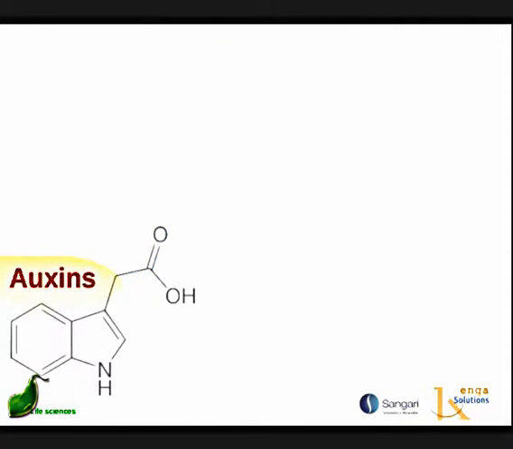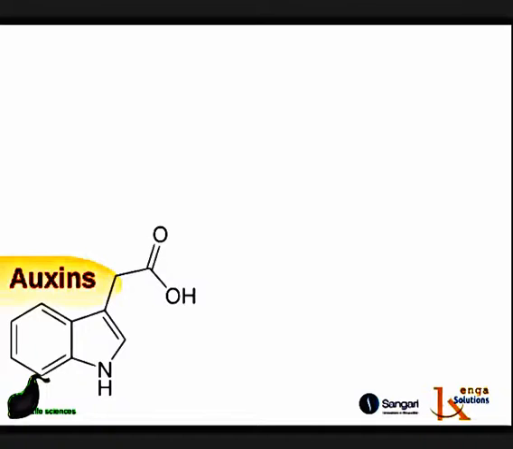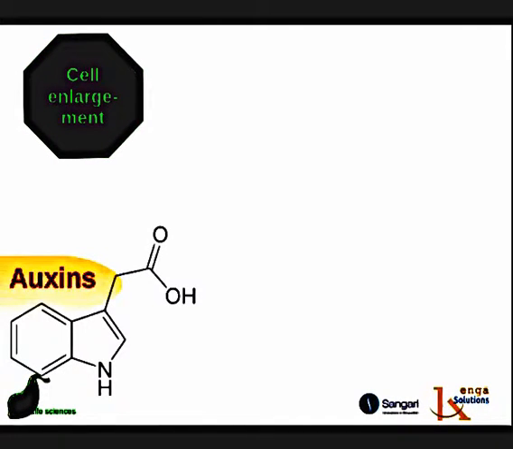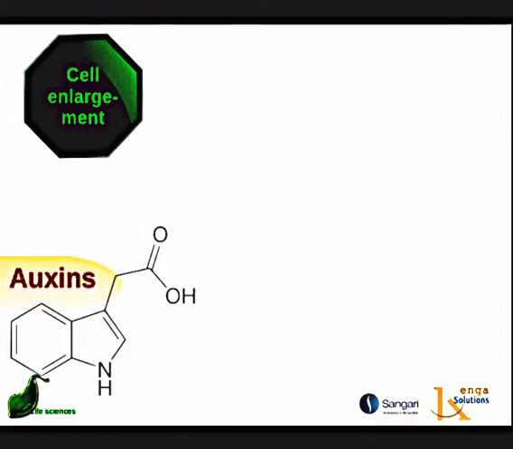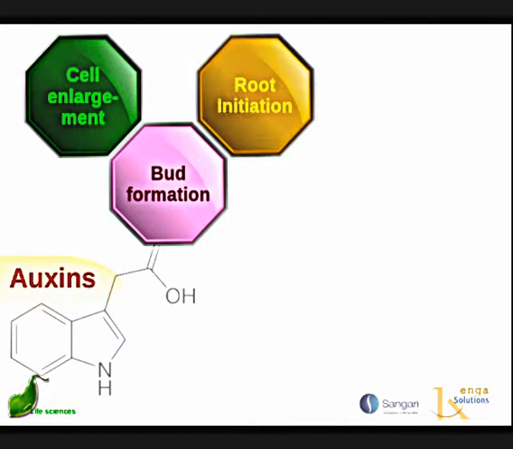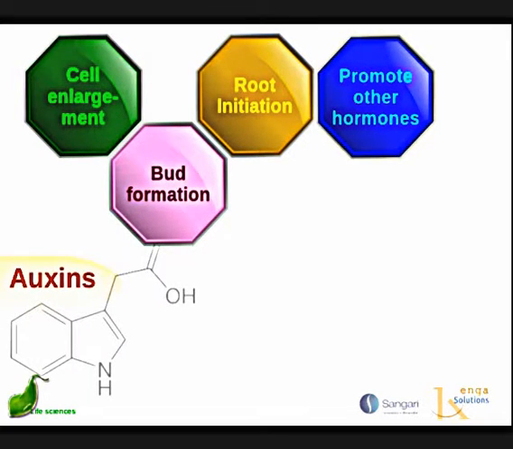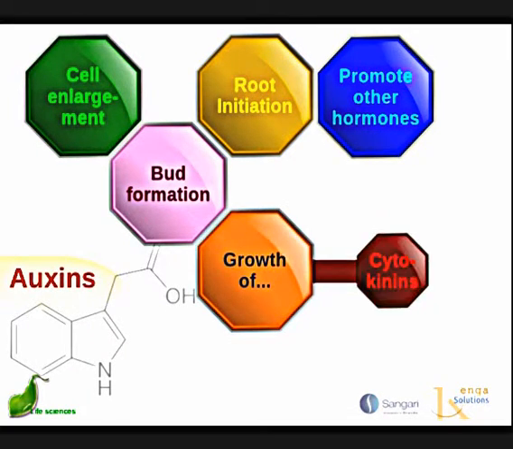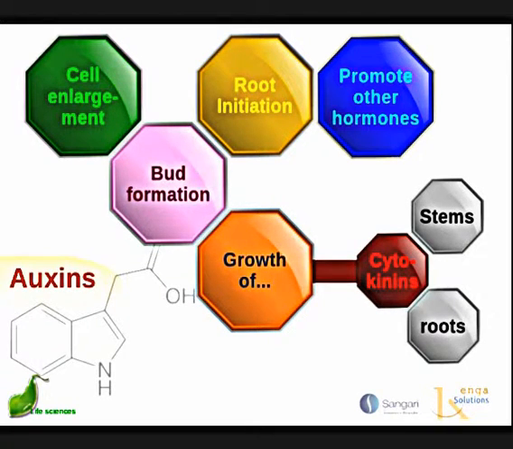Now, to look at auxins, one of the things that we can do is we can look at the roles that they provide in the plant. So they influence the enlargement of cells, the formation of buds, the initiation of roots. They also play a role in promoting other hormones, and together with another group of hormones called cytokinins, they control the growth of stems and roots and fruits and convert stems into flowers.